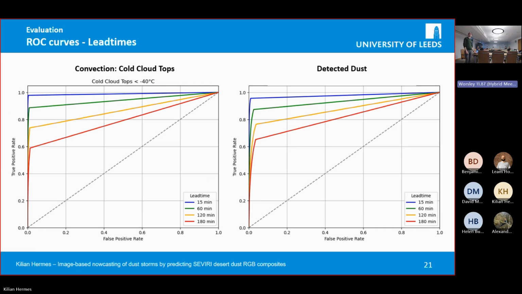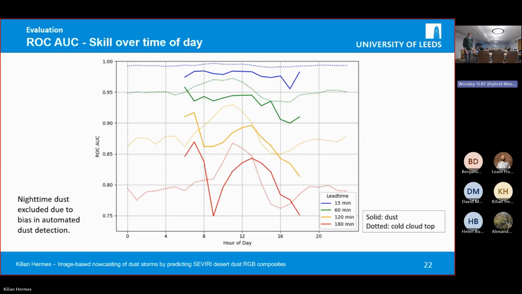I also looked at some ROC curves. These look quite blocky because we only have values at the very low false positive rates. However, those are also above the diagonal. If we look at the area under the curve, which is a common measure of skill, we can look into diurnal cycles of those.